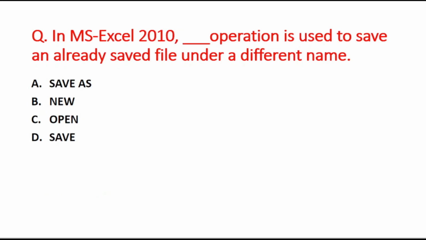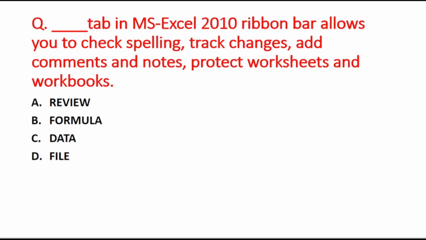Now next question is, in MS Excel 2010, blank operation is used to save an already saved file under a different name. Your A option is save as, B option is new, C option is open, and D option is save. So the right answer is option A, that is save as operation. Next is, blank tab in MS Excel 2010 ribbon bar allows you to check spelling, track changes, add comments and notes, protect worksheets and workbooks. A option is review tab, B is formula, C option is data, and D option is file tab. The right answer is option A, review tab.